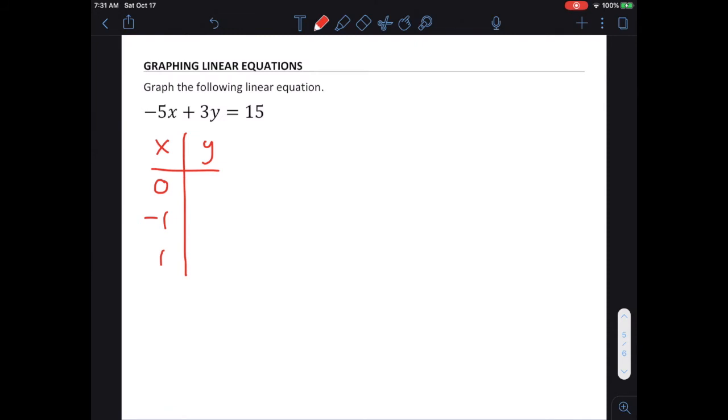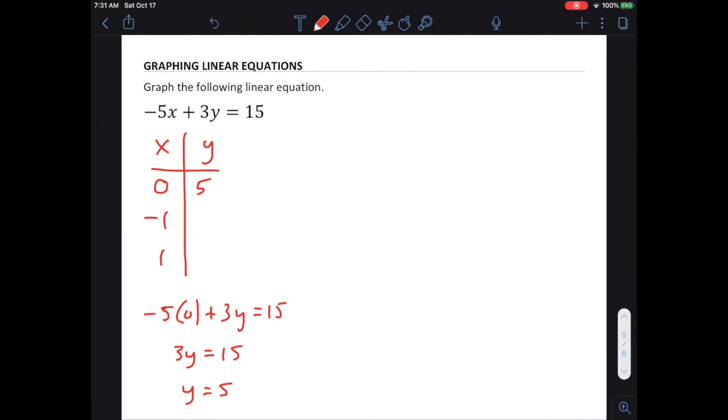So the first one, we have x is 0, so we have -5 times 0 plus 3y equals 15. So that means that -5 times 0 goes away, so we have 3y equals 15. And when we divide by 3, y is 5. So I can go ahead and plug 5 in. So there, that's a nice, neat one we can work with.